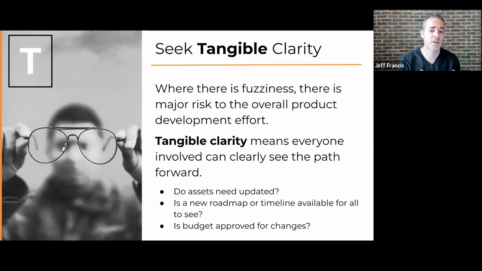And so, like I said here, tangible clarity means everyone involved can clearly see the path forward. So this is back to that other slide about communicating to all stakeholders. Stakeholders can be developers, testers or QA people, designers, architects, people from finance, owners of the business, different departments that are involved with the effort. Creating that clarity for everyone really reduces the risk and helps make sure that you're all aligned, and you can really increase your odds of being a lot more successful.